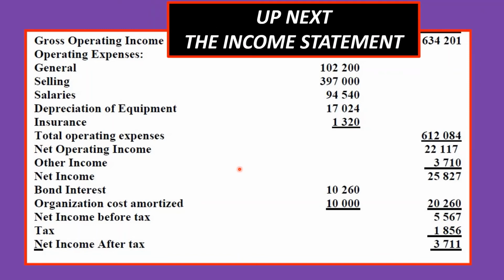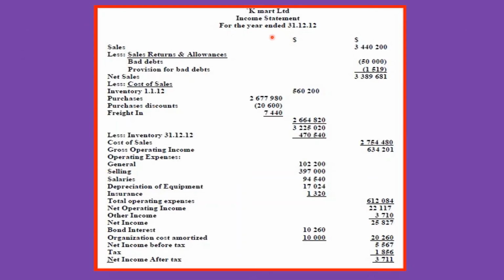Up next, we will look at the entire income statement. We must make sure that we have the headings in 3 lines. We must answer the question who, what, when. Whose income statement is it? Kmart Limited. What statement is it? The income statement. And when? For the year ended 31st December.